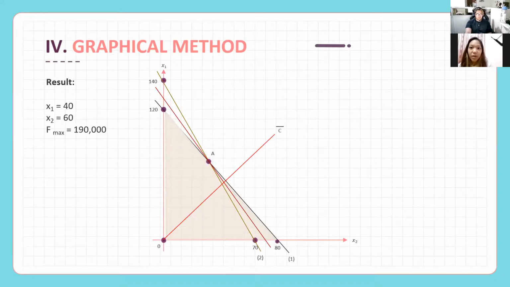So here's the graph of step 4 and the final graph. Result: x sub 1 equals 40, x sub 2 equals 60. F max equals 190,000. So the red line in the middle of the two lines that we connected earlier is the dot that I mentioned earlier, which is A.